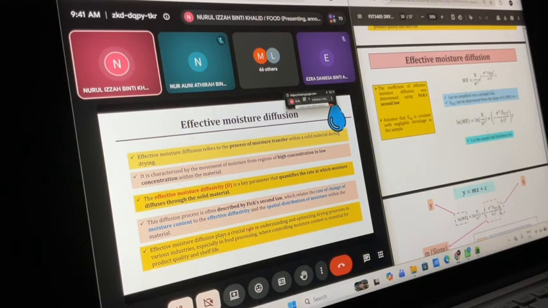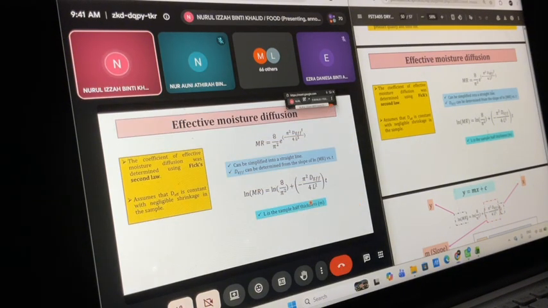And this is described by Fick's second law. Fick's second law states the rate of change of the moisture content with respect to the effective diffusivity, and also the spatial distribution of moisture, which means the surface and also the inside of your food. According to Fick's second law, this is the equation, which means that the moisture ratio is equal to this equation. And this can be simplified into this linear equation, the straight line one.